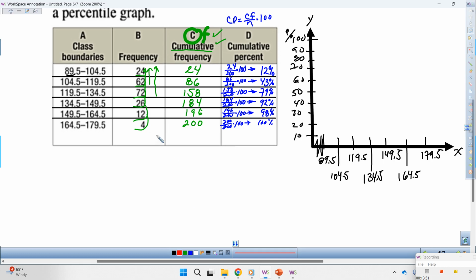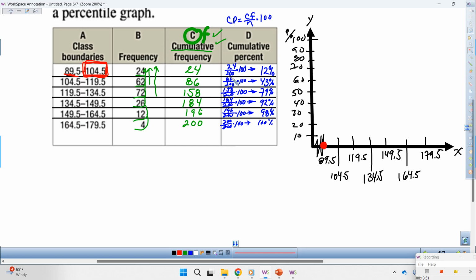So our min, which is 89.5, I'm going to start at 0 right here. Look up. Place a point right here, right on the x-axis. But let's graph our blood pressures, our boundaries with our percentages. Look up. My first upper boundary is 104.5, which is right here. Look up, because you're going to be doing this in a little bit by yourself.